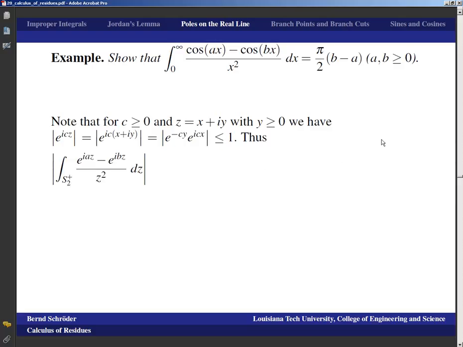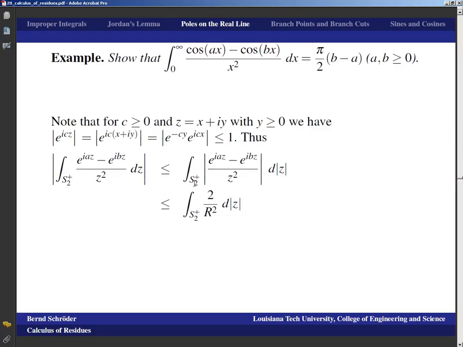Okay, so that's bounded by 1, but that means that the absolute value of the integral over the big circle of (e^(iaz) − e^(ibz))/z² is less than or equal to what you get when you pull the absolute values inside and integrate against the arc length.